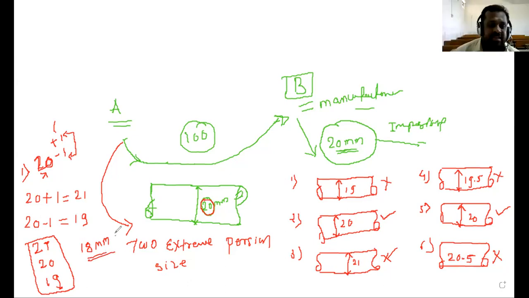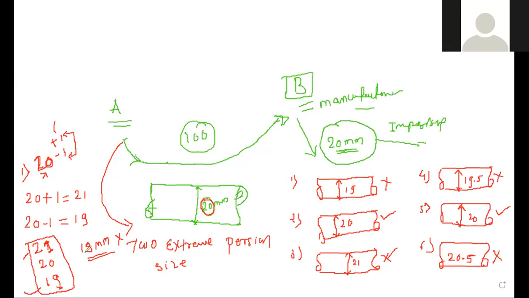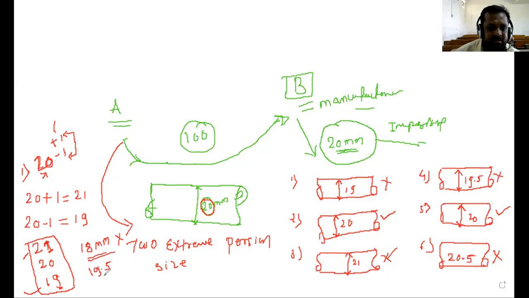It is rejected. Why is it rejected? Because what is the range they have given? What is the acceptable range? The maximum range is 21, the minimum range is 19. Okay, if suppose you have prepared a shaft of 19.5, then tell me, is it acceptable or rejectable? Acceptable. It is acceptable. No rejection.